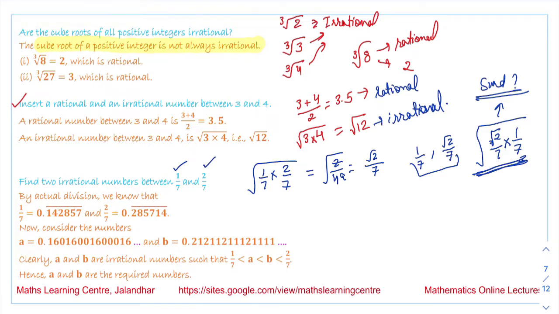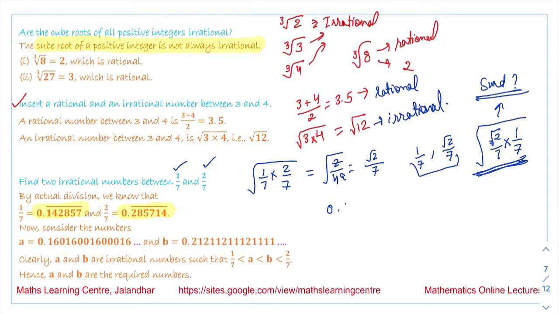So we manually divide these two numbers, and we have obtained in our previous lecture, we have seen that the value of 1/7 is 0.142857, and the value of this is 0.285714. So to find a number between these two, we are looking at the numbers like this.